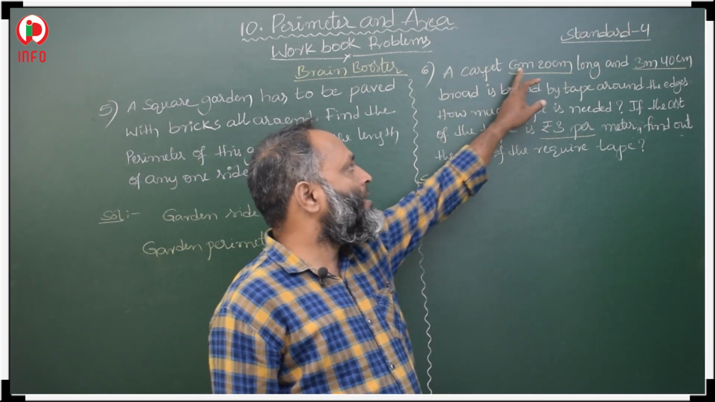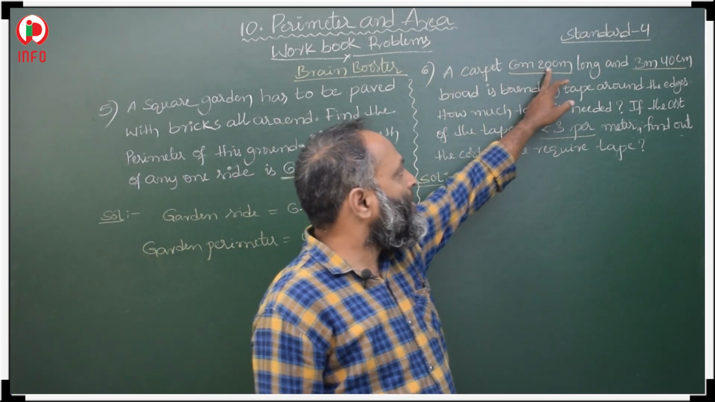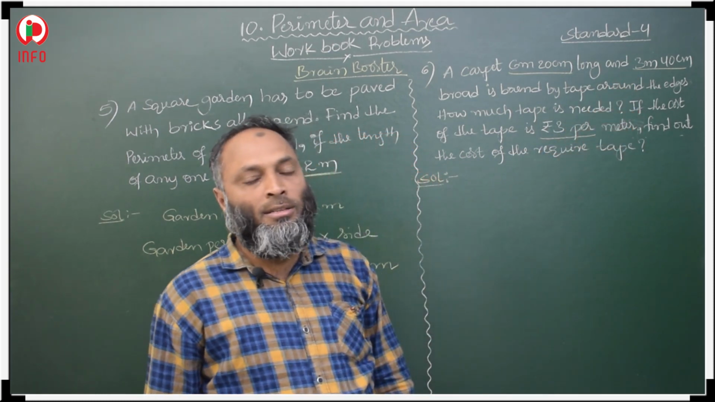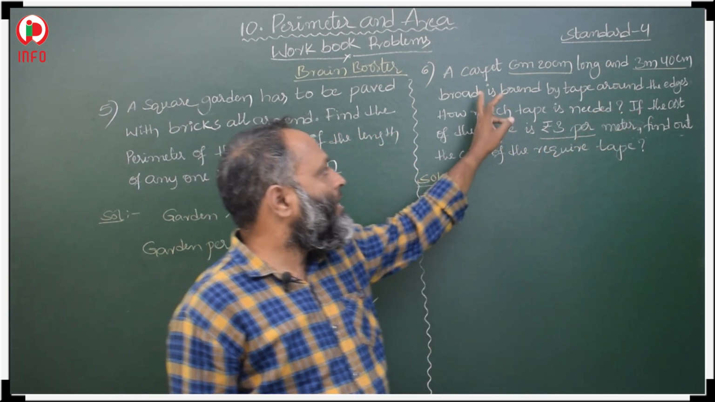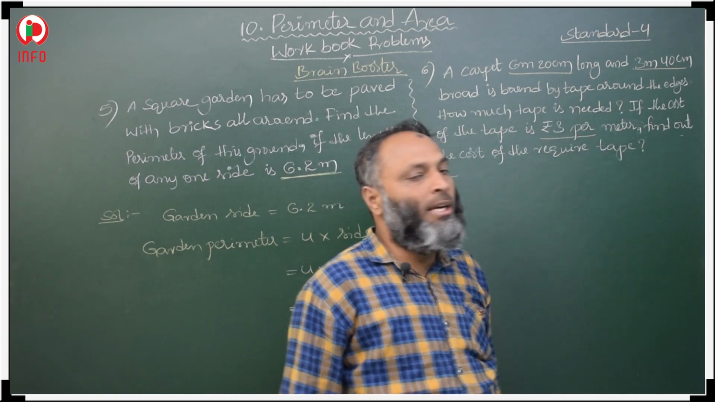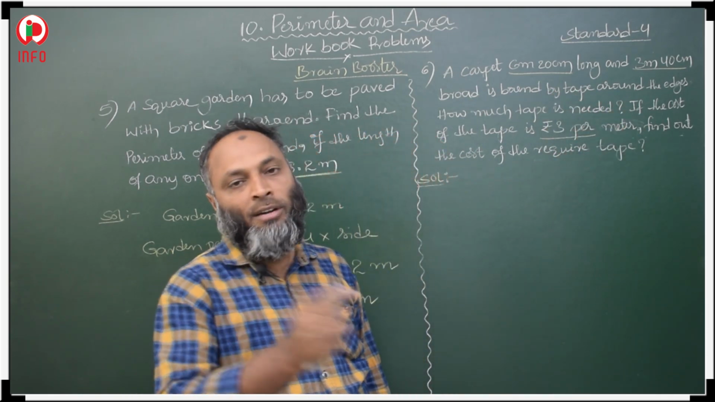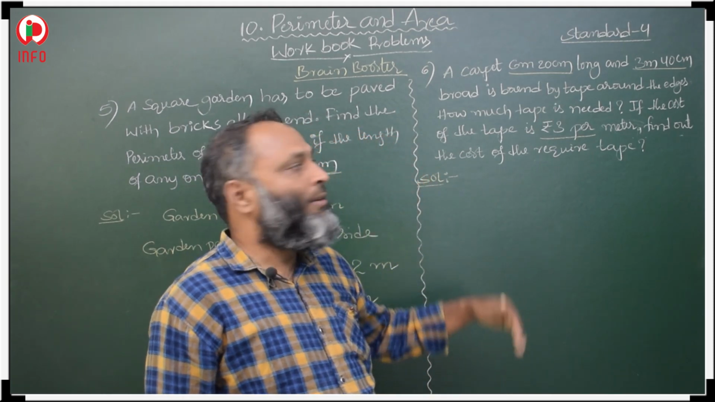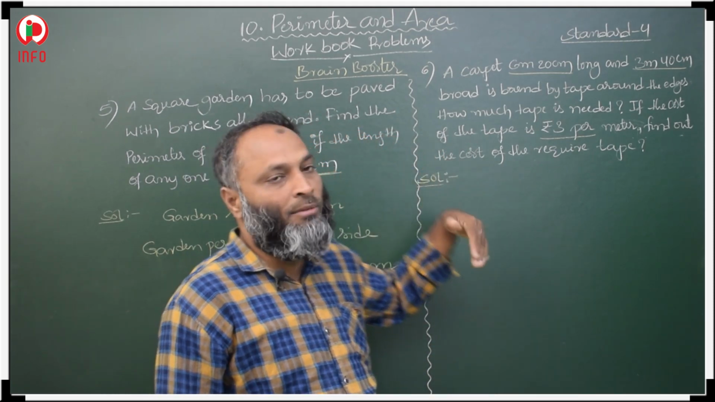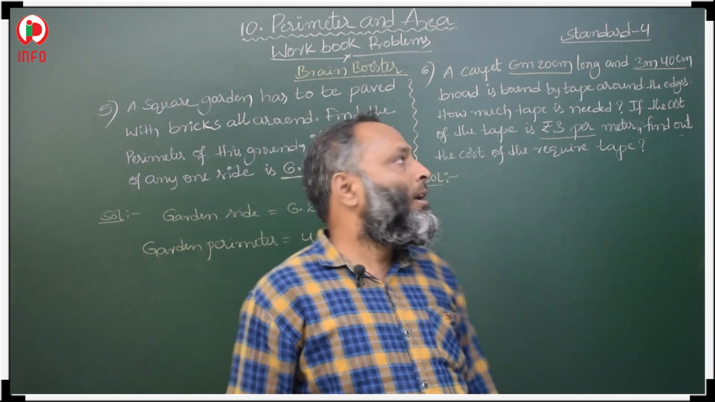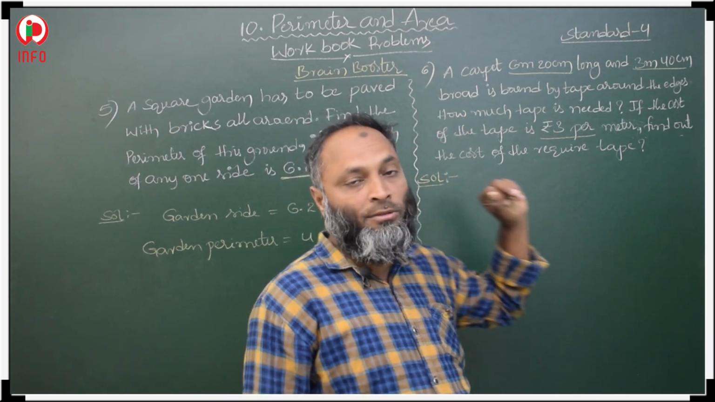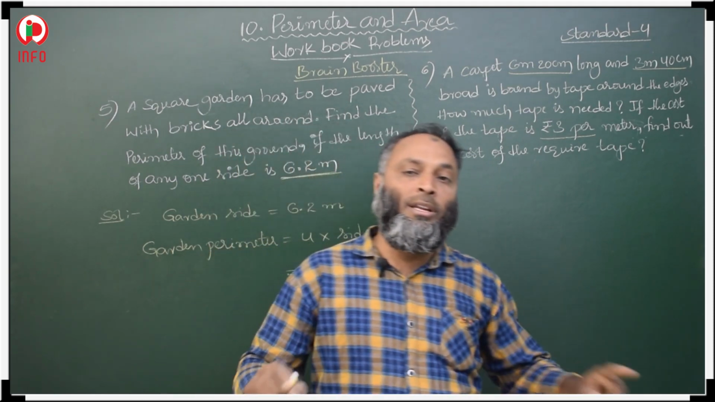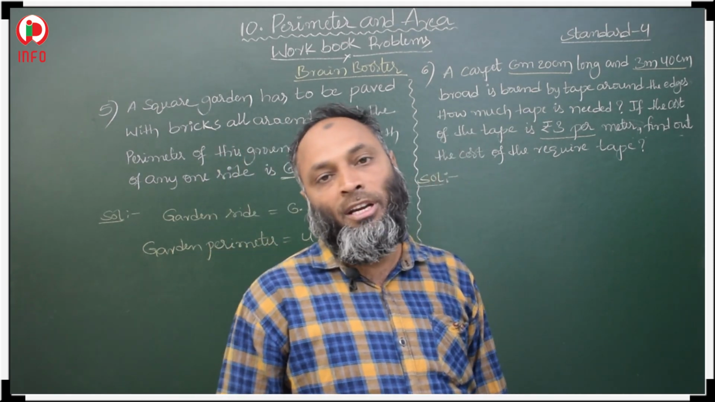A carpet 6 meters 20 centimeters long and 3 meters 40 centimeters broad. So length and breadth are given. It is bounded by a tape around the edges. Then for finding how much tape we need to bound around the carpet, first we should find the perimeter of the carpet. How much perimeter is there? That much tape we need.